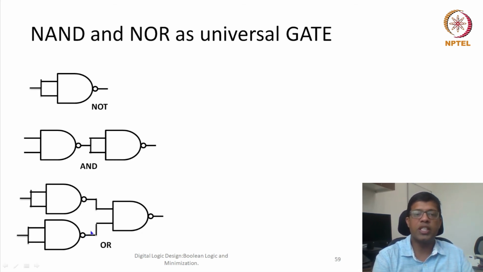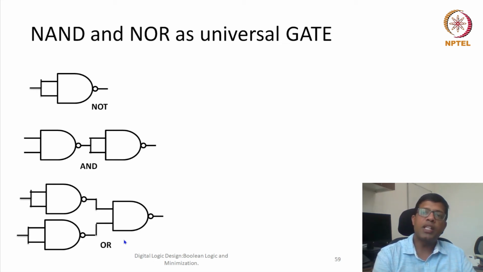So what we have seen is that if we make the inputs inverted for a NAND gate, then it would essentially behave like an OR gate.